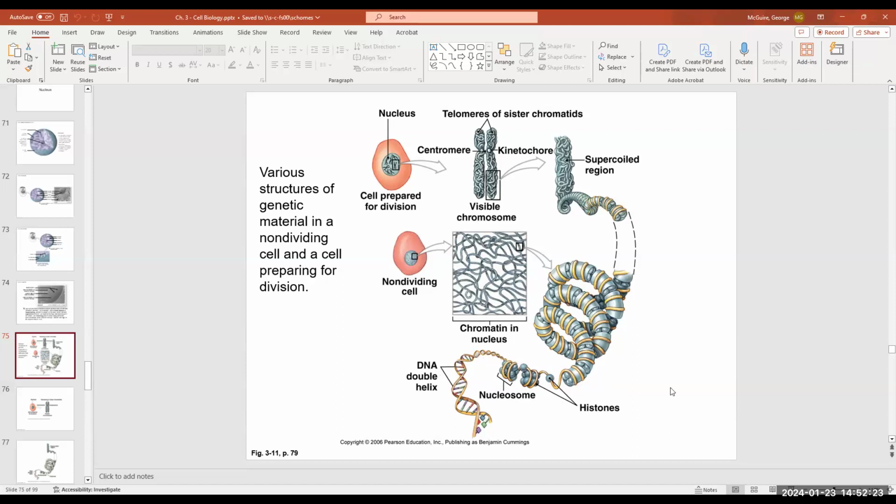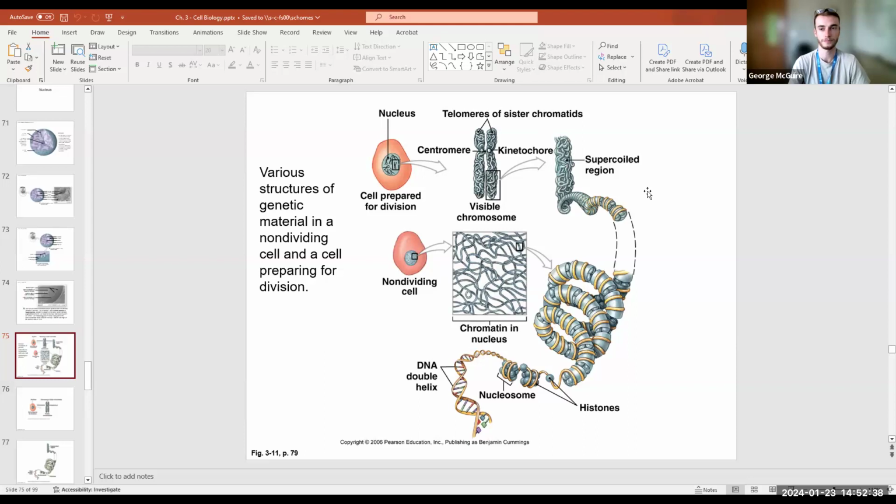So nucleosomes are generally just going to be the storage form of DNA? Yeah, the protected, stored form of DNA, sure. And it's what's making up the structure of a chromosome.